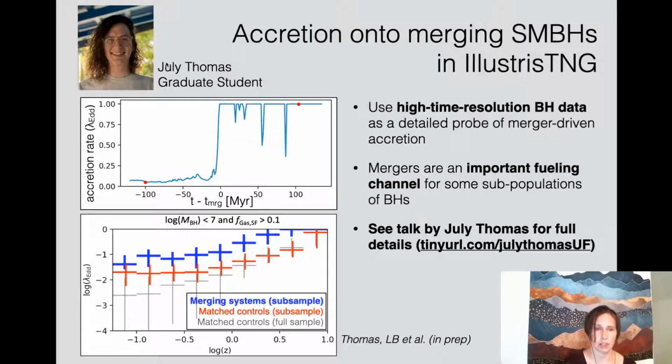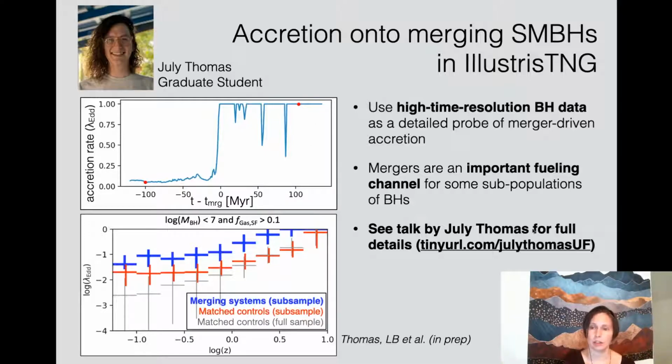So just to give you a sense, this top plot here is showing the accretion rate versus time before and after a merger event. And the red dots here are meant to indicate typical snapshot resolution in the TNG simulation, while the blue curve shows the full accretion history for this merger event from this higher time resolution data. So you can see that it really is a much richer data set that allows us to probe these questions.